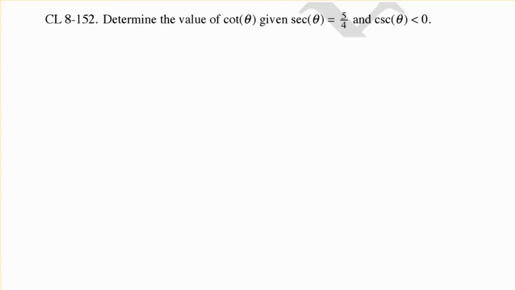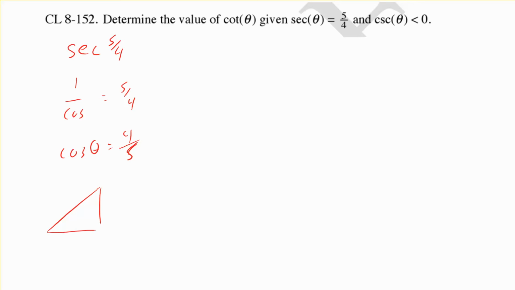So if the secant is 5/4, 1 over the cosine is 5/4. Therefore, the cosine is 4/5. So we're going to make that triangle. And right now, I'm not concerned with positive, negative stuff. Cosine's 4/5. It's a 3, 4, 5 triangle.